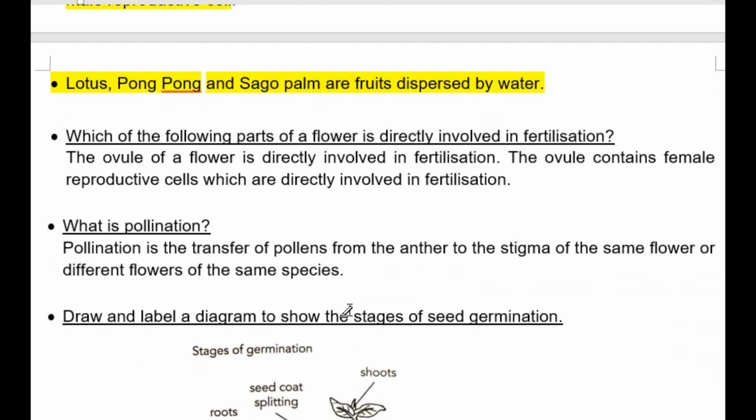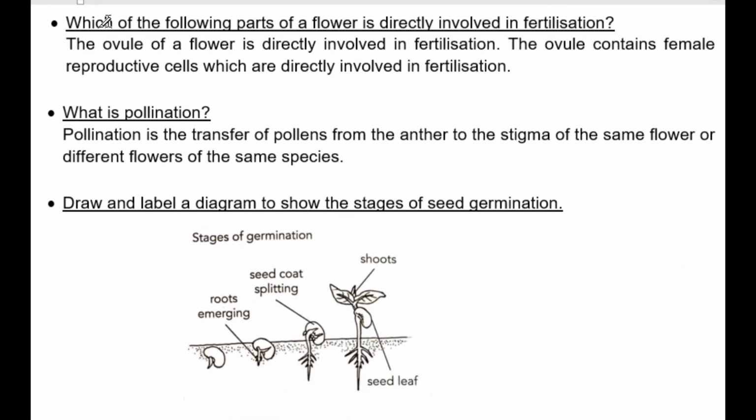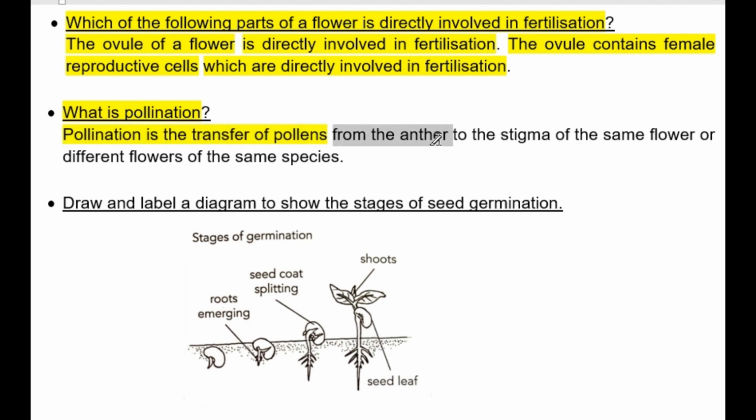Which of the following parts of a flower is directly involved in fertilization? The ovule of a flower is directly involved in fertilization. The ovule contains female reproductive cells which are directly involved in fertilization. What is pollination? Pollination is the transfer of pollen from the anther to the stigma of the same flower or different flowers of the same species.